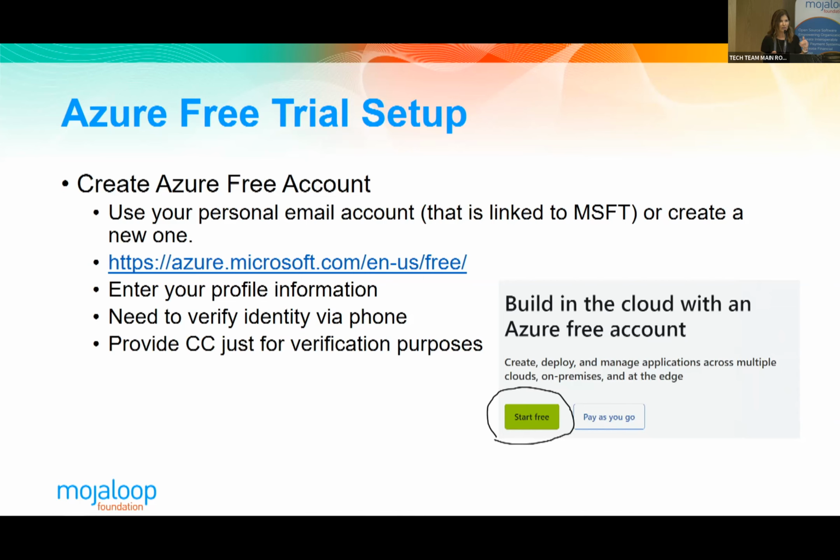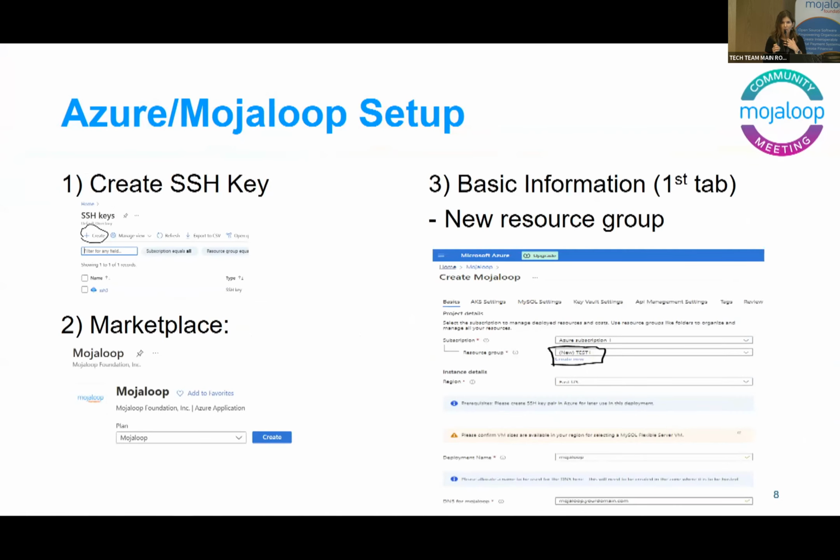Okay, you're going to create an SSH key. That's something you need for deployment. It's really easy. You go to the search bar and search for SSH key. You're going to create one on the Azure site and save that. Make sure you remember your credentials for that. Once you do that, step 2 is you're going to search in the bar for Mojaloop. That's going to bring up results in the marketplace. You're going to click on it and say create.